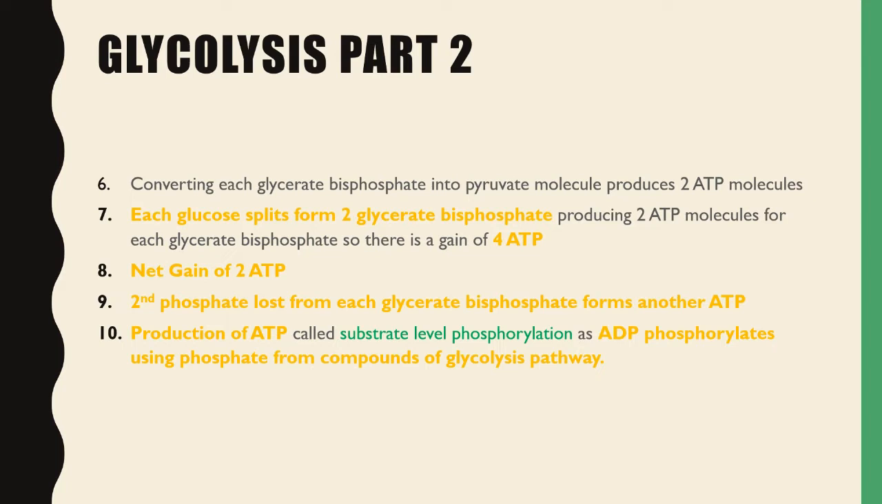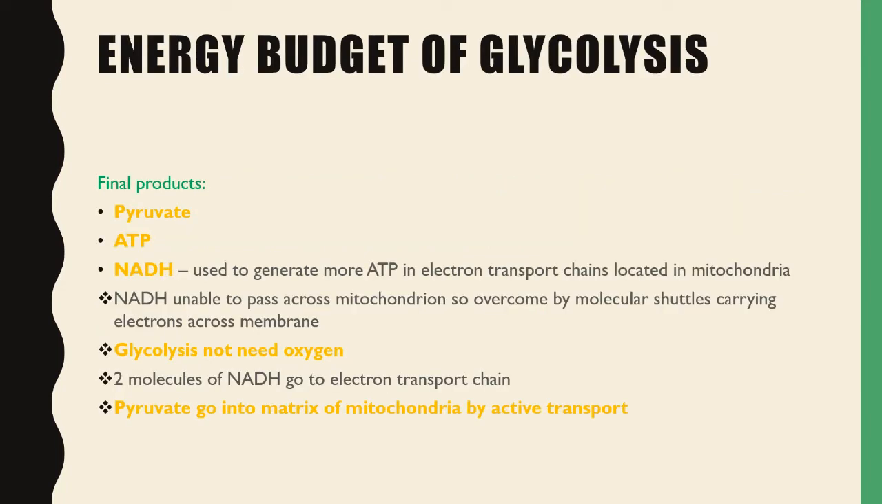Again, this will make a lot more sense when we talk about the sheets. So, the energy budget of glycolysis then. The final products of glycolysis are pyruvate, ATP, and NADH, which is used to generate more ATP in the electron transport chains located in the mitochondria.